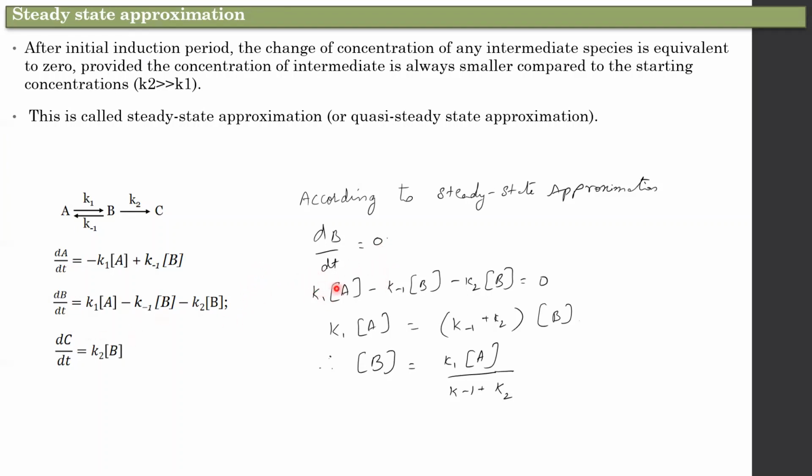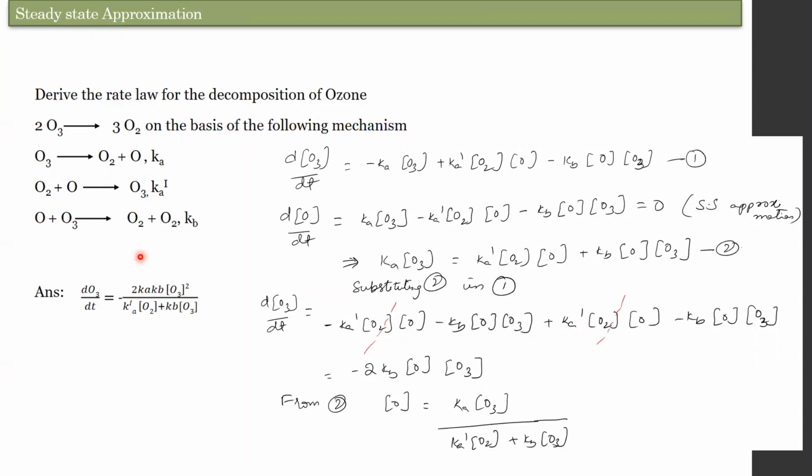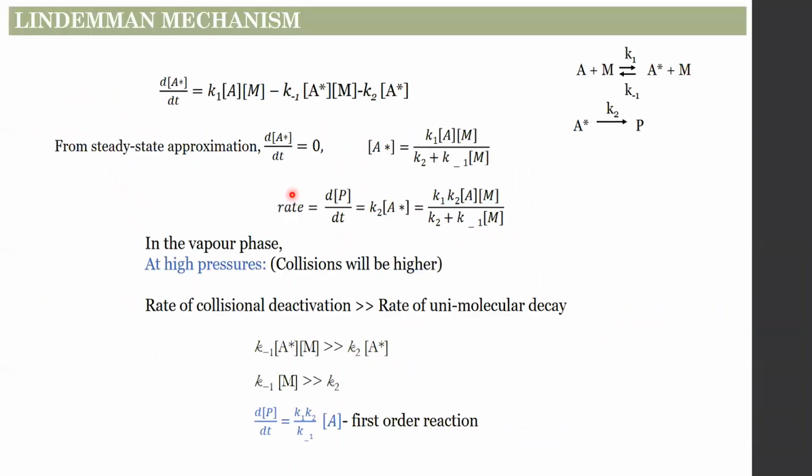Here it is, dB/dt equals 0. You will get an equation for the concentration of B, so the concentration of one component is revealed. You can substitute here, and you will get the concentration of A and the concentration of C simultaneously. This is a very useful approximation, provided the rate of change of the intermediate concentration is equal to 0. Similarly, one example is given here, you can check it and solve.